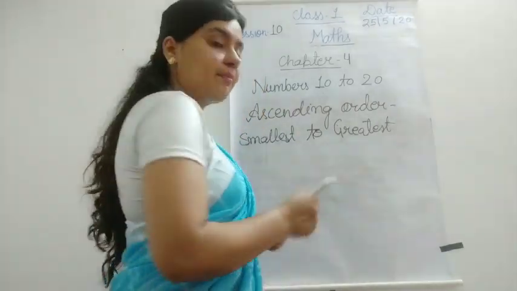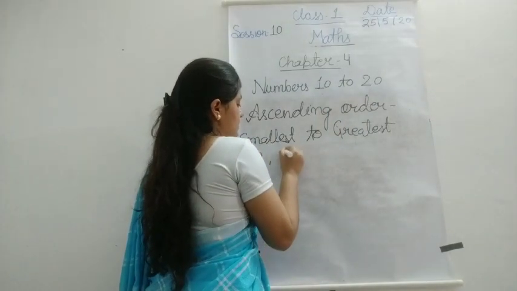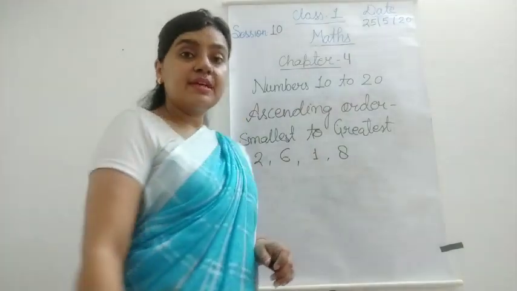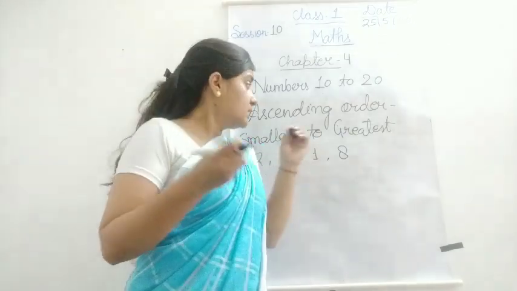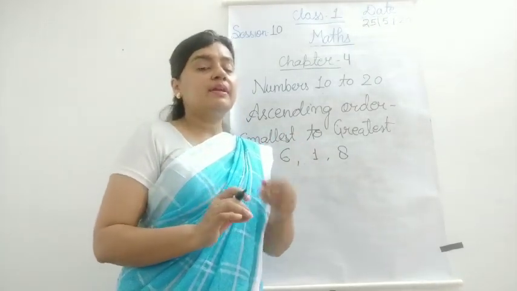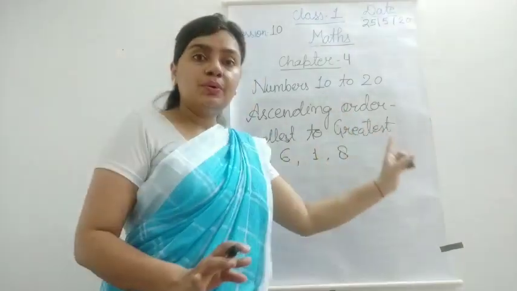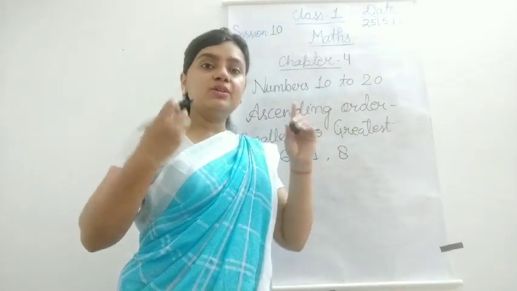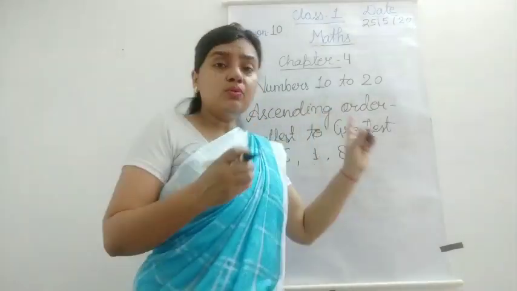Take one more example here. Suppose I have written 2, 6, 1, 8. Now we have to arrange it in ascending order. Ascending means smallest to greatest. Why am I repeating it again and again? So that you can keep it in your mind that ascending means smallest to greatest.